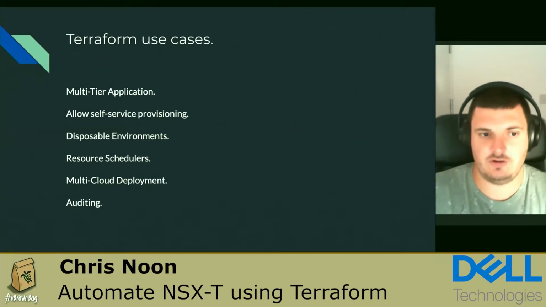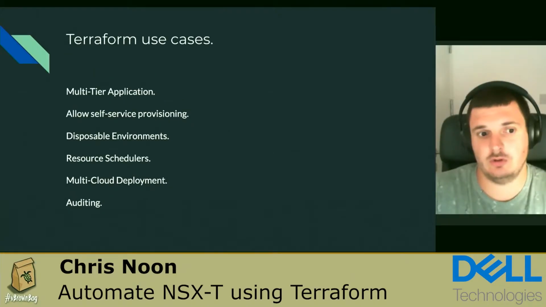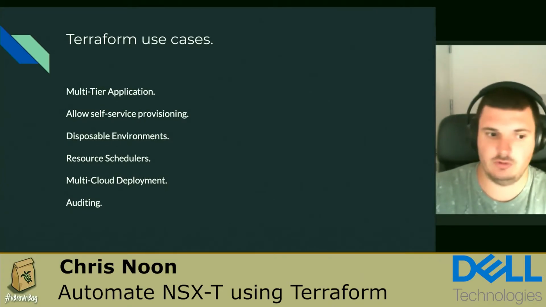So the use cases for Terraform are vast, but the ones we want to focus on tonight are the disposable environments. When we talk about a disposable environment, maybe we want Monday to Friday 9 to 5, and then we can tear them down when we want. Resource schedulers are kind of tightly coupled with that, so we can scale up and scale down using Terraform. Multi-cloud deployment is also a really useful use case. So we can use the same code to deploy in GCP, Azure, and AWS, so you can have that multi-cloud environment. Auditing is also a great feature.